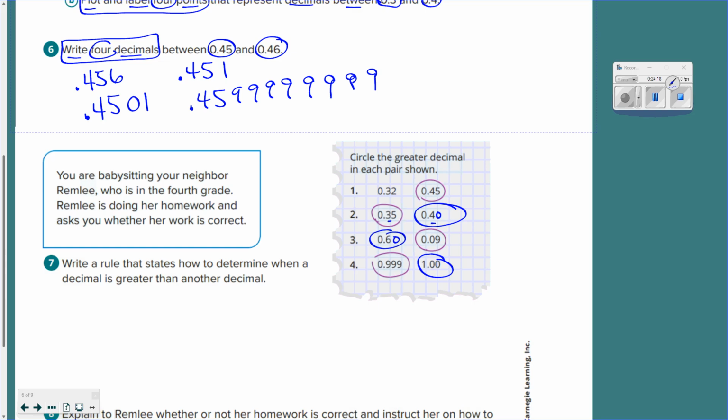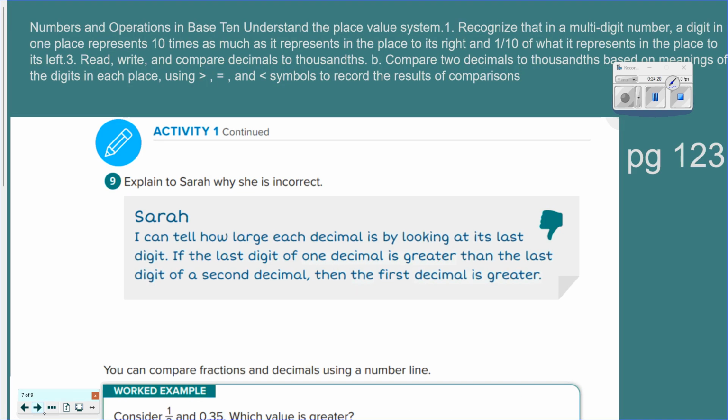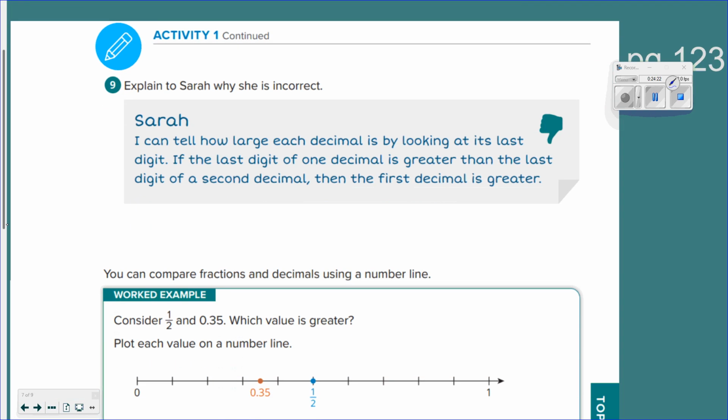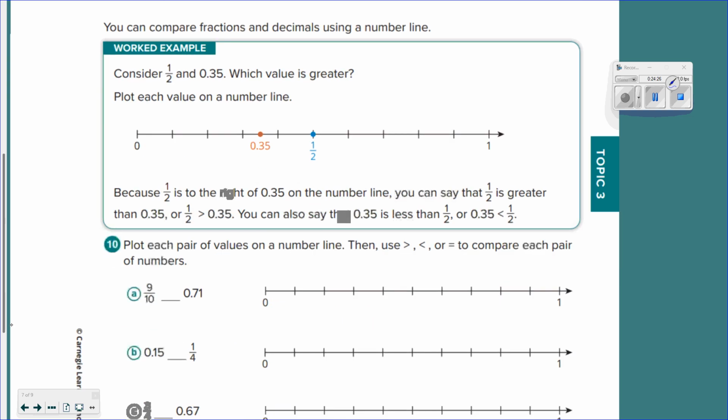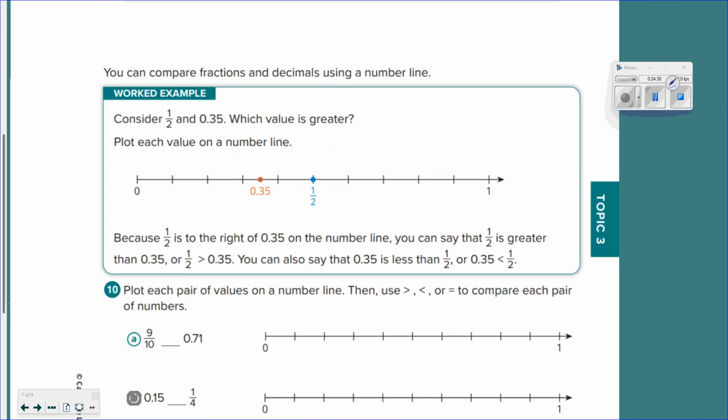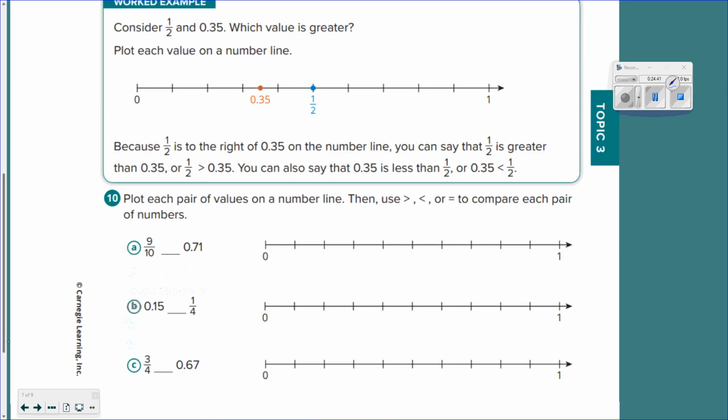Okay, here's our last part. You can also do fractions and decimals on the same number line. Let's compare them. This last set is one that you're going to be doing in your homework, so I want to go through it real quick. What you need to do is plot each pair of values on the number line, then use your inequality symbols. Are you familiar with those? Okay.